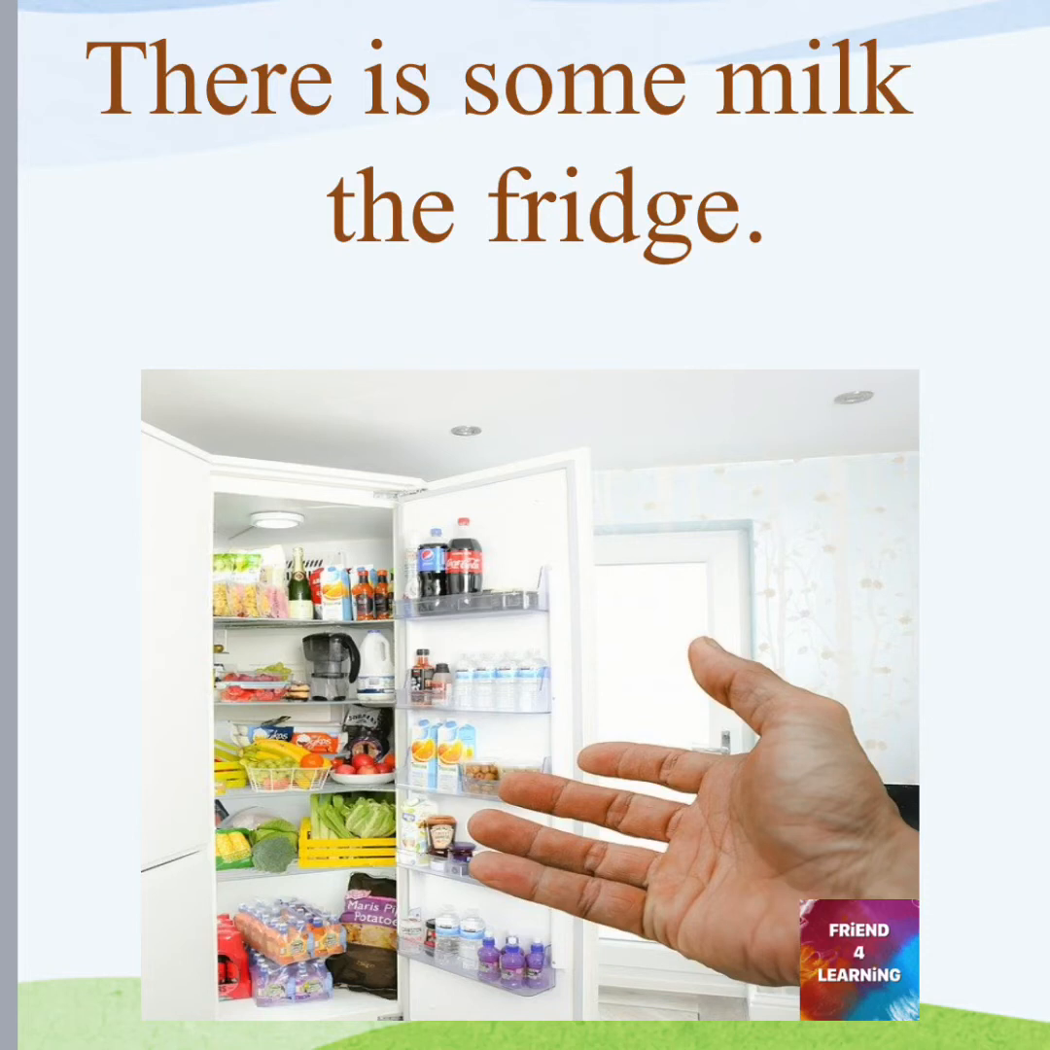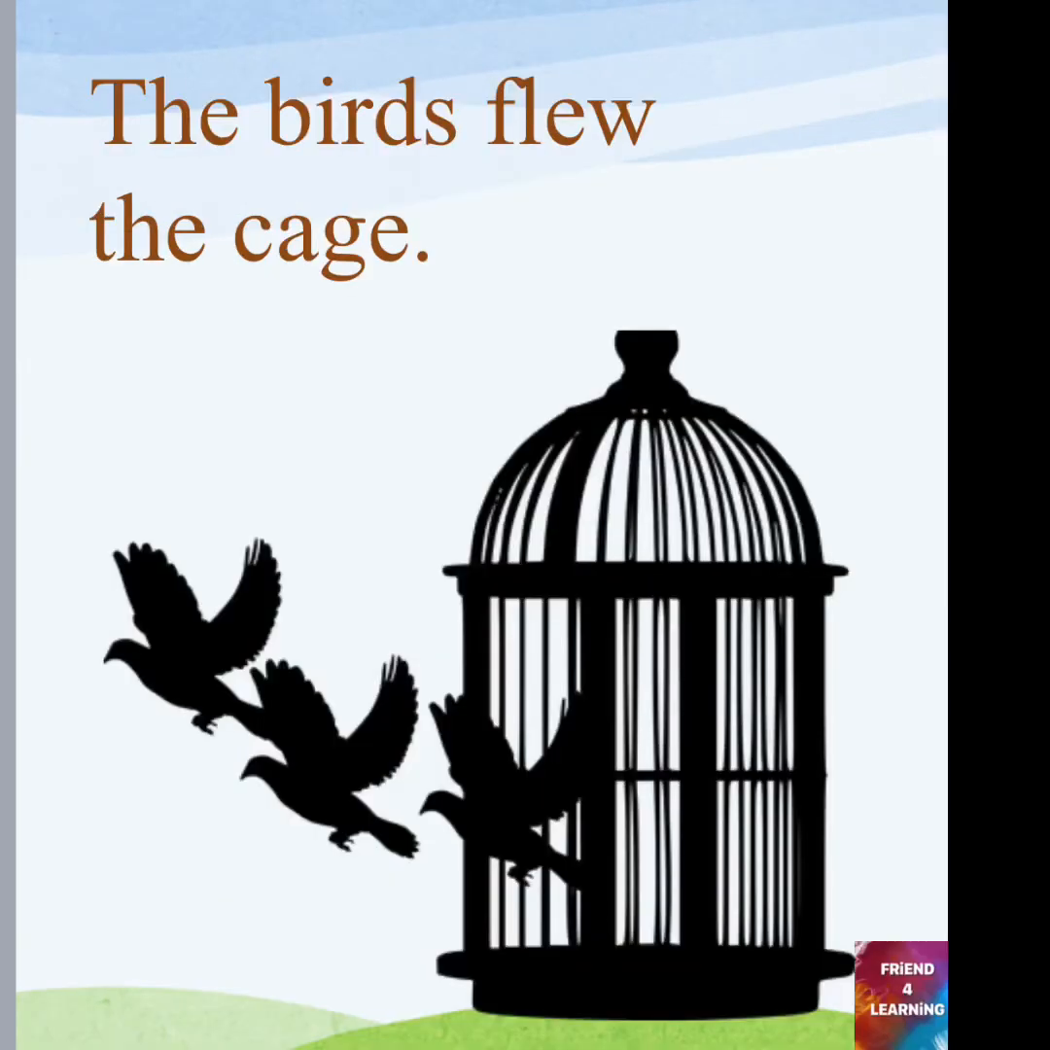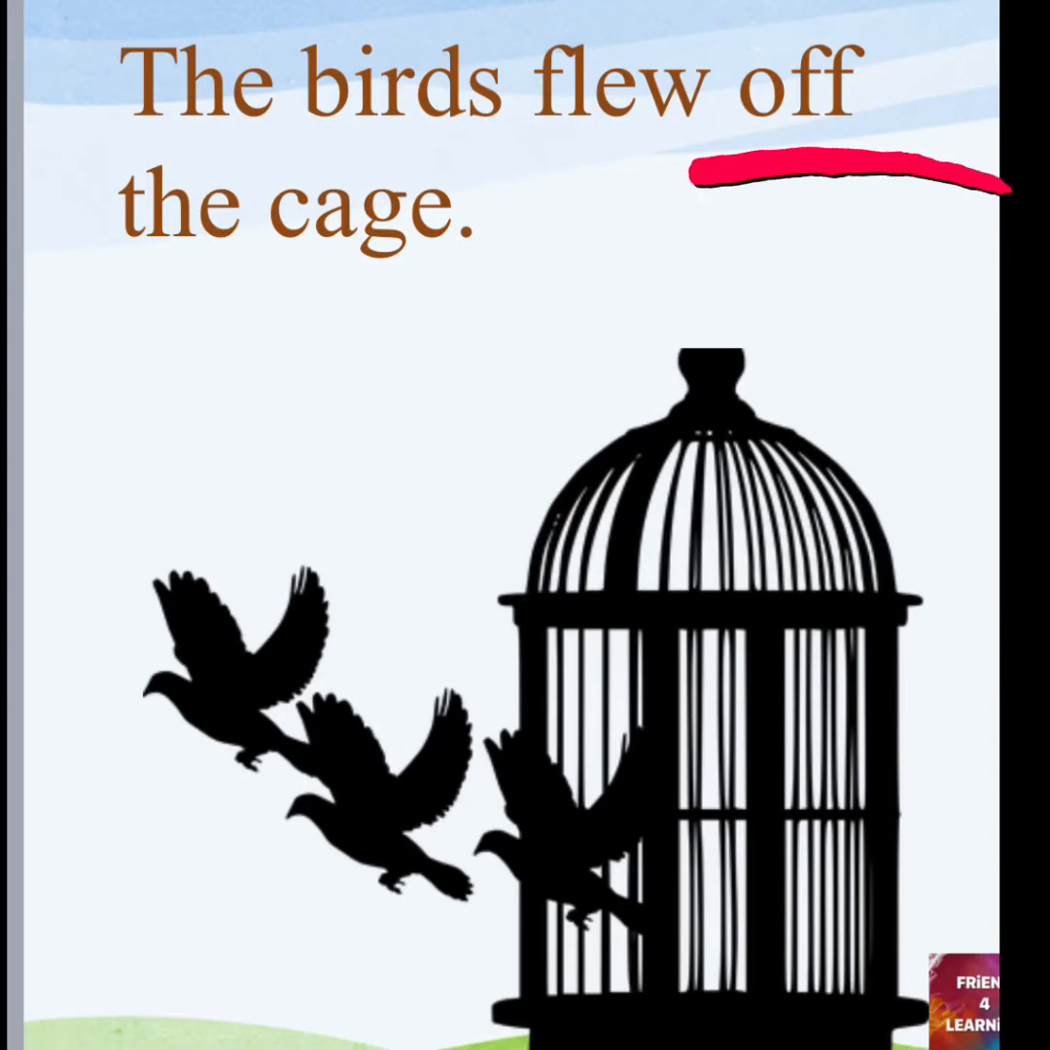Now look at this sentence. There is some milk, the fridge. You're right. There is some link missing in this sentence too. And that is the preposition in. There is some milk in the fridge. The birds flew the cage. The prepositional word off gives complete sense to the sentence. The birds flew off the cage.